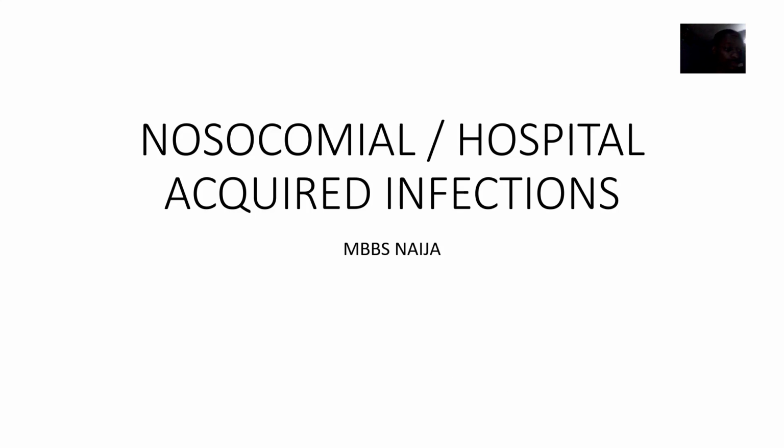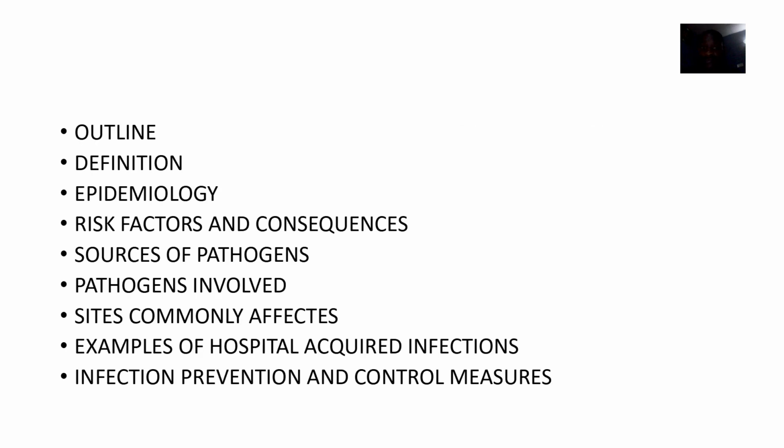Right. So you have an essay on nosocomial or hospital-acquired infections. So they just asked you to write an essay on nosocomial or hospital-acquired infection. When you are asked to write on something like this, you always give an outline so that the staff will actually know what you are expecting. You understand? So we'll go on talking about the definition.